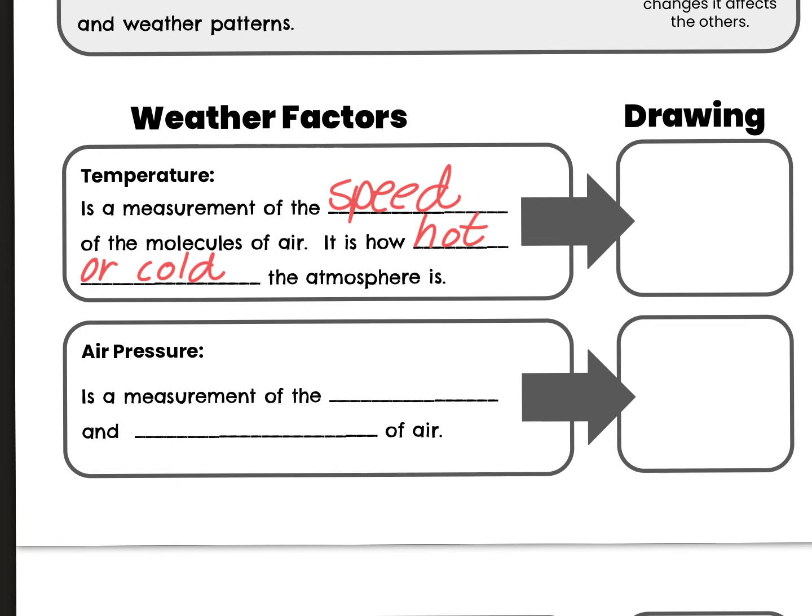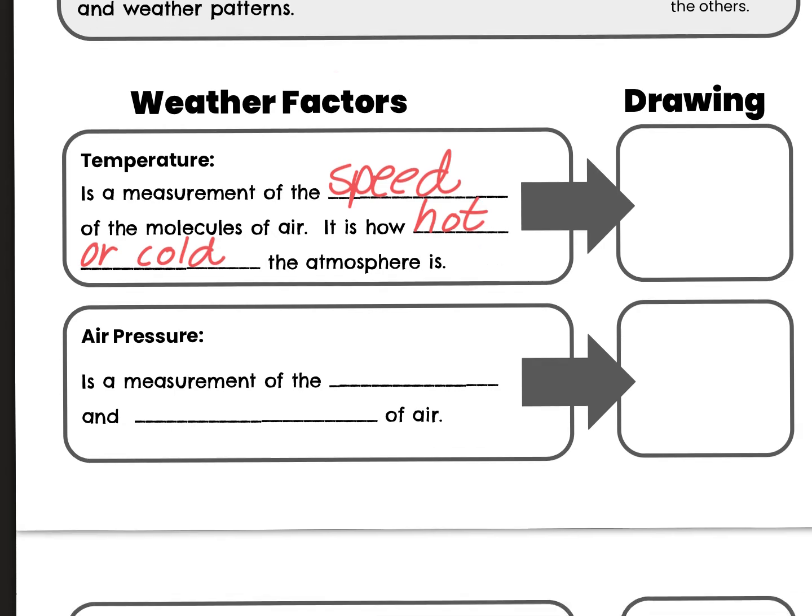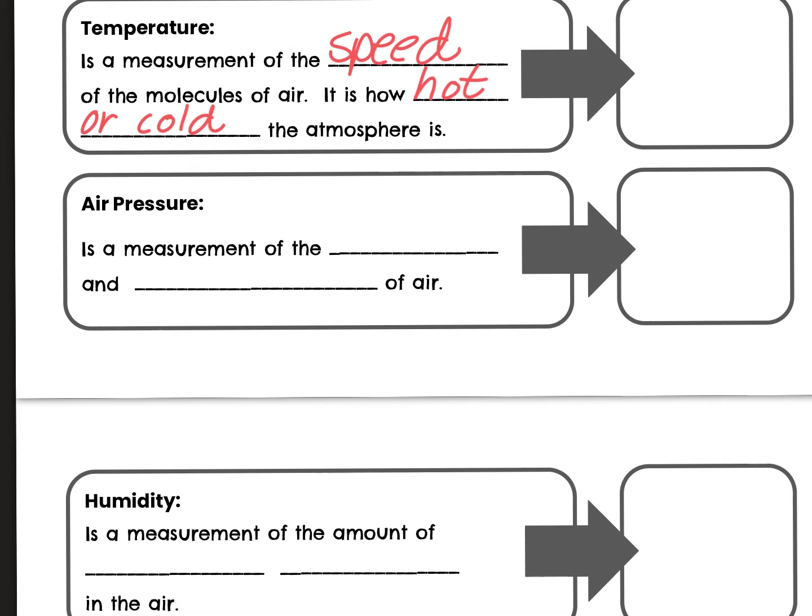Air pressure. Air pressure is a measurement of the weight and density of air. We're going to learn more about air pressure in our next lesson. So let's fill in the blanks. Air pressure is a measurement of the weight and density of air.